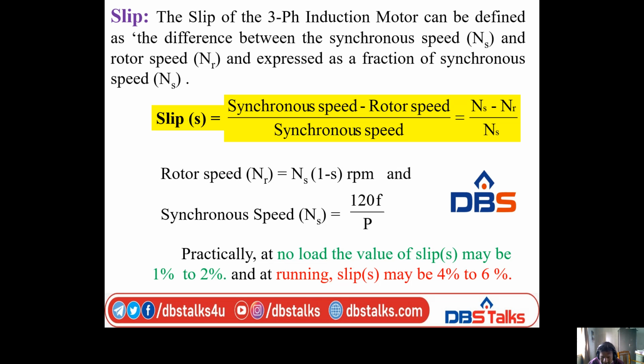From that equation, rotor speed Nr is equal to Ns into (1 minus S) rpm, right? And the synchronous speed Ns is equal to 120 f by P rpm. Practically, at no load the value of slip may be 1 to 2%, but at running conditions the slip may increase to 4 to 6%.